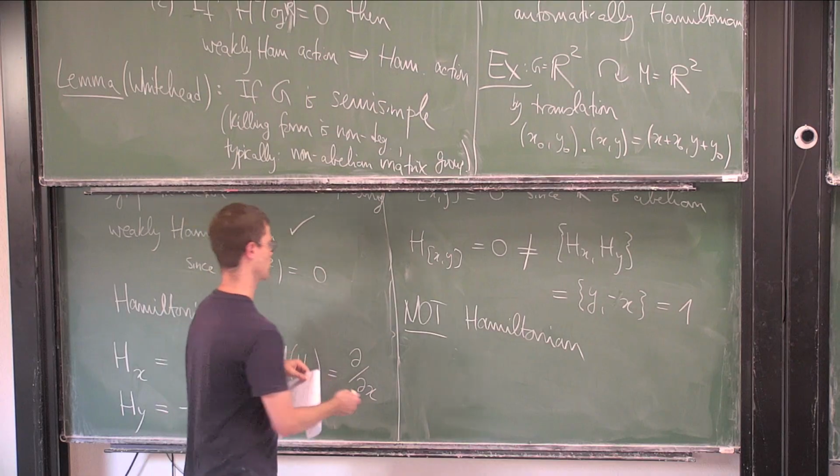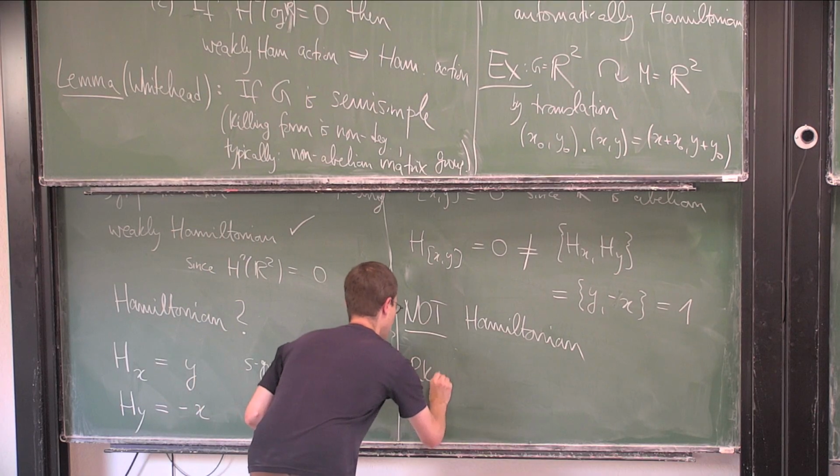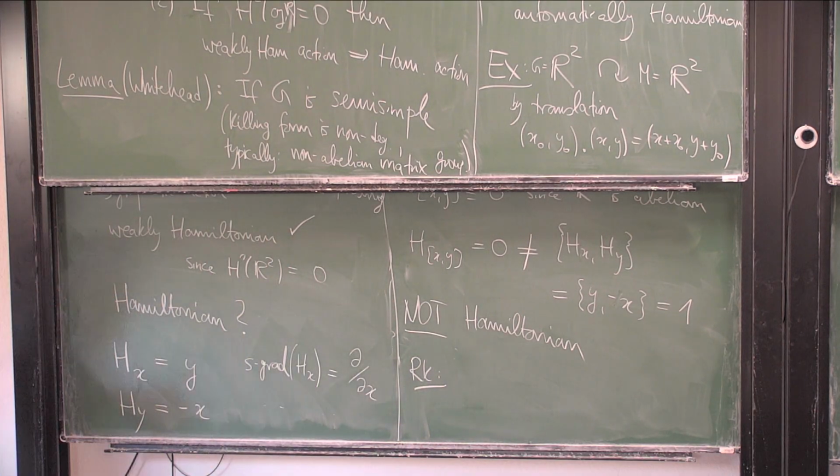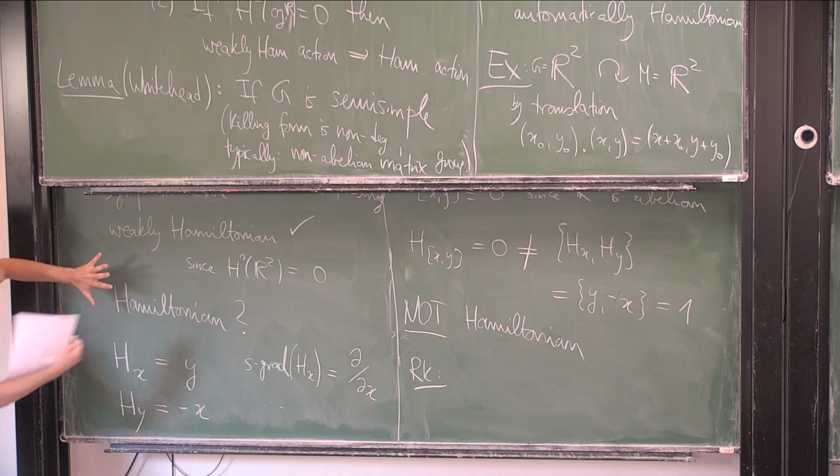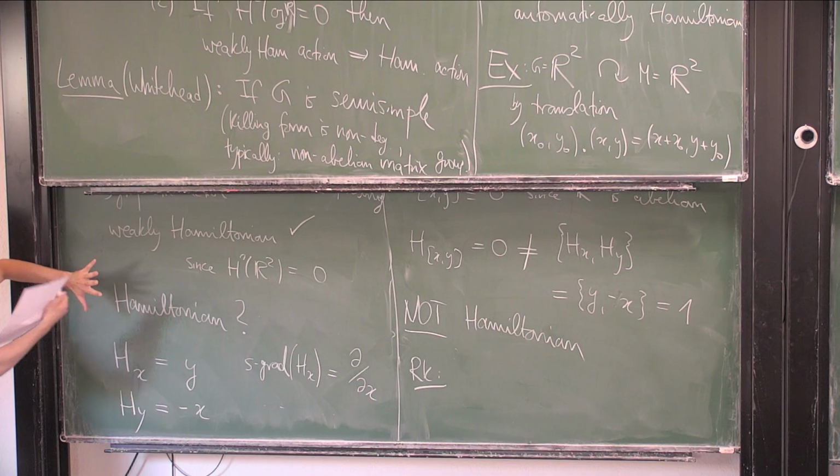Actually, I can maybe make the remark at this point. I wanted to do it a bit later, but there's actually a procedure. When you have a weakly Hamiltonian action, you can always produce a Hamiltonian action by changing your group slightly. What you have to do is take your group and add one variable to it. This new variable should commute with everything we had before. So it's called a central extension.